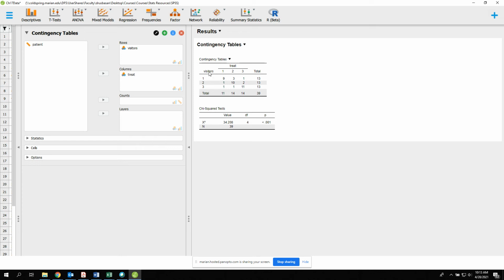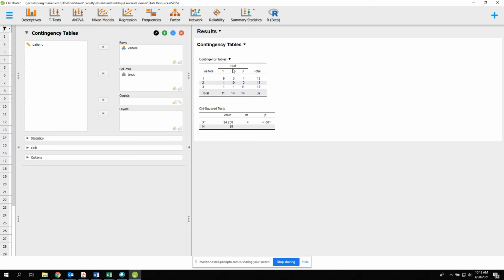So visitors, what does that mean? So we've got treatment, we got visitors. Visitors 1, 2, 3 here on the vertical, treatment 1, 2, 3 on the horizontal. And so we got the total all the way in the bottom right here. We got 39 patients. Okay, so we got 39 total patients. And basically this is just organizing stuff.